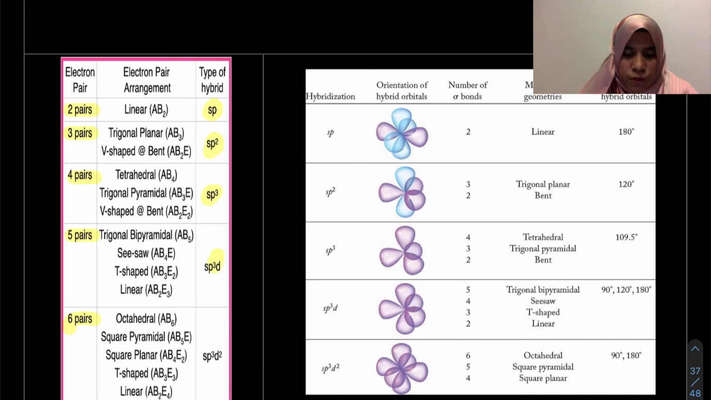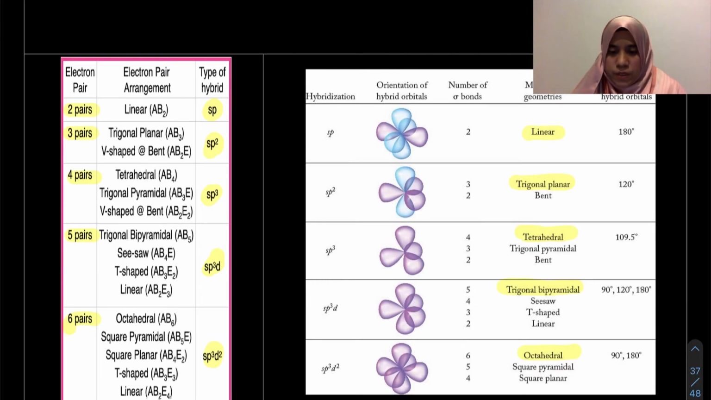Okay, lepas tu for the drawing tu paling penting sebenarnya kamu kena ingat yang shape dia without lone pair ni. Yang linear, trigonal planar, tetrahedral, trigonal bipyramidal dengan octahedral. Yang itu kamu kena tengoklah sebab nanti kalau contohnya dia ada lone pair, from the electron pair geometry ni, kalau kamu dah faham ni, it will be easier for you to know kat mana sebenarnya lone pair tu will be located.